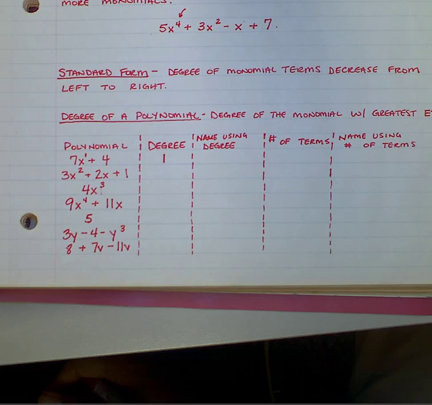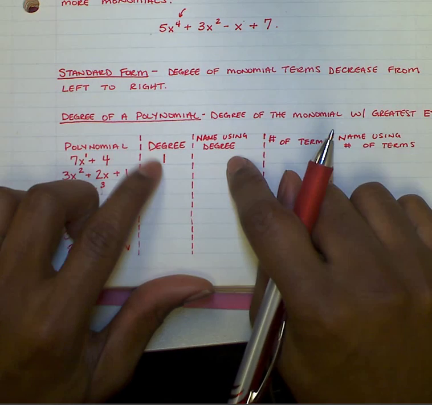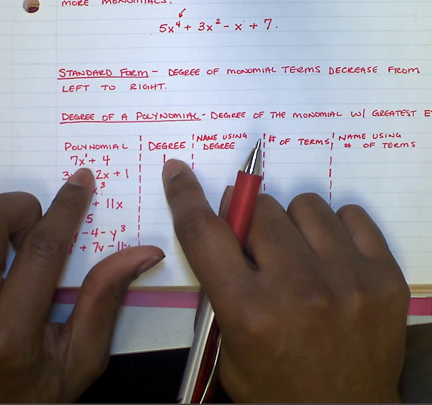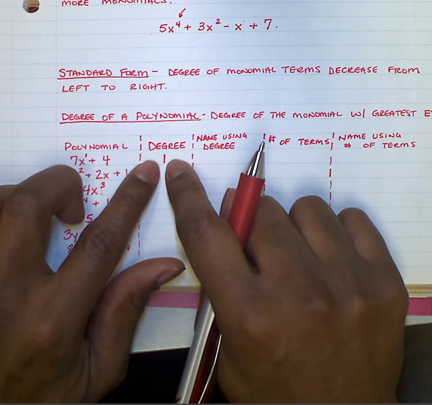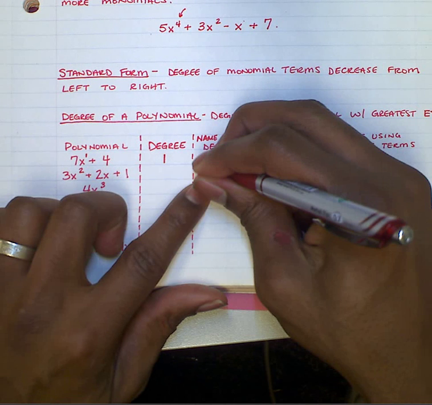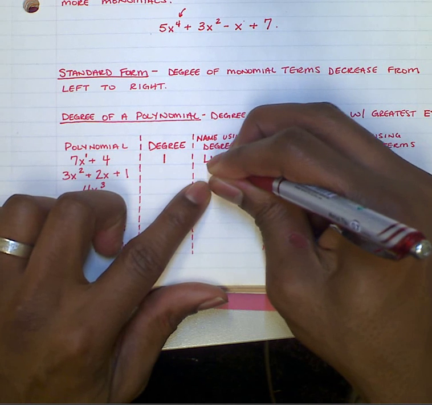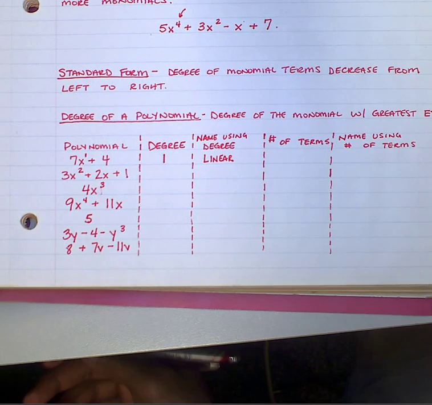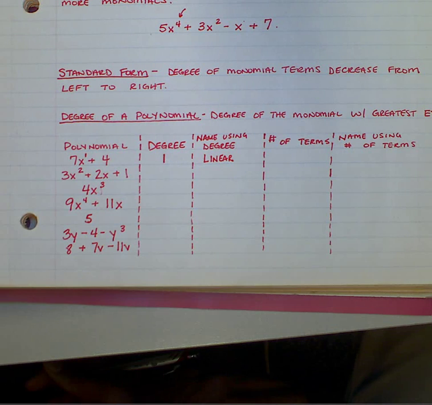Now you're going to have to study up, link up in your mind the name that goes along with the degree. If our highest exponent is 1, or if our polynomial is the first degree, we call it linear. Because if we graph it, it looks like a line. At least that's my reasoning.